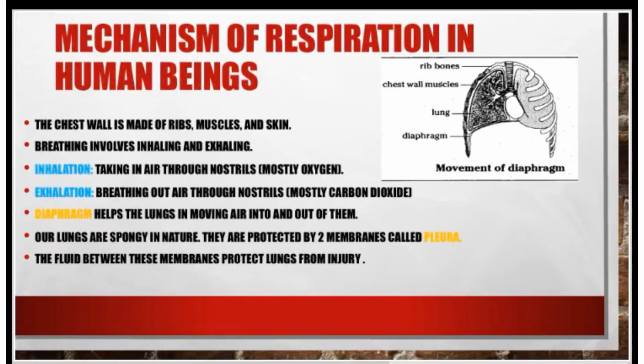Our lungs are spongy in nature. Just as a sponge is very soft, in the same way our lungs are very spongy in nature. They are protected by two membranes, which are called pleura.